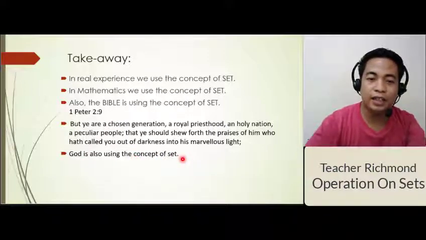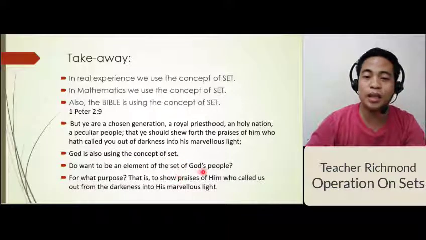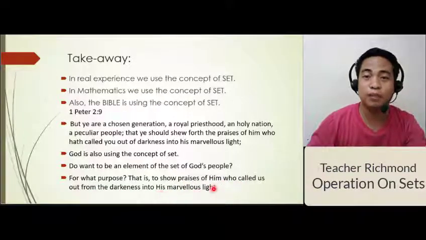And God has a set of people. And do you want to be an element of the set of God's people? Yes, me too. I want to be part of God's people. For what purpose? And that is to show praises of Him who called us out from the darkness into His marvelous light.